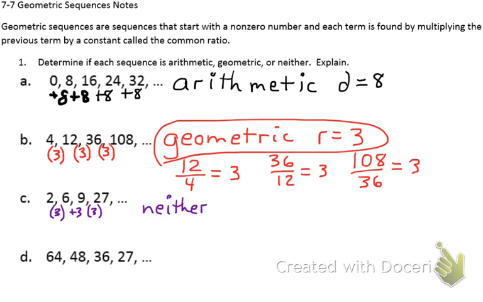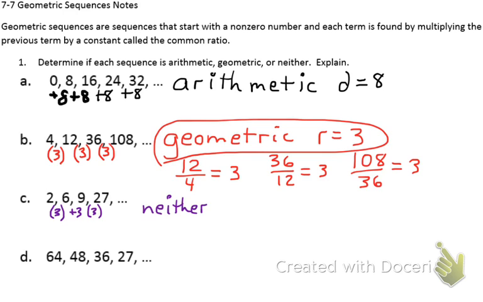On this last one, you could add negative 16. But then on the next one, you would add negative 12. So it's not the same number, so it's not arithmetic. Geometric, I can't think of a number that you could multiply 64 by to get 48. So let's set up our ratios and see if they're common, if they're the same.